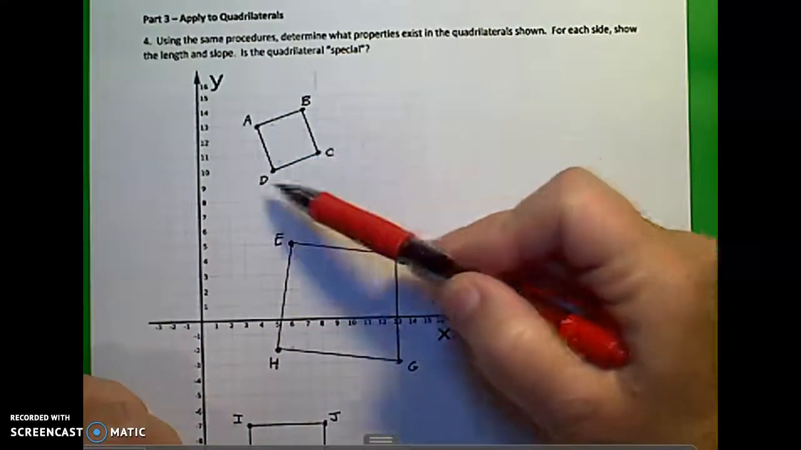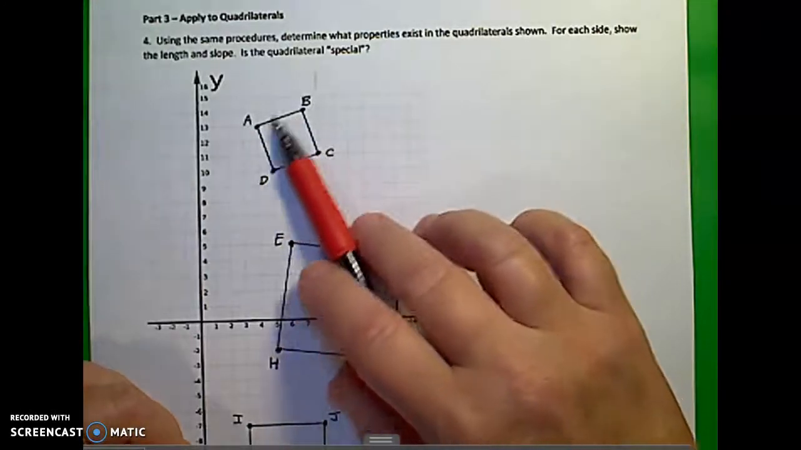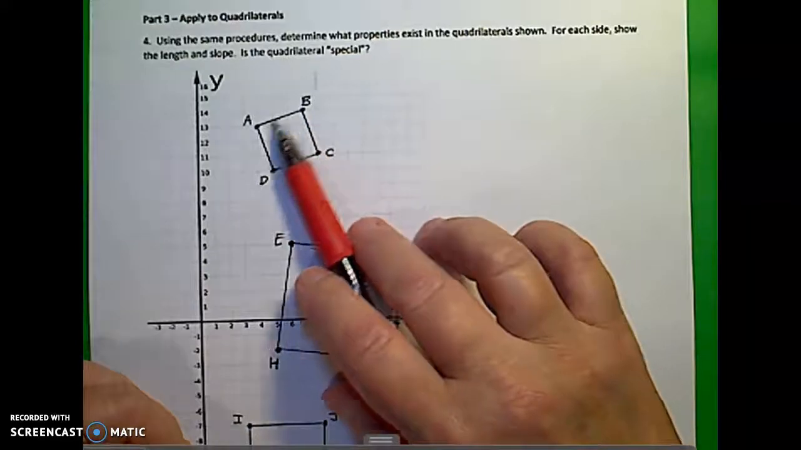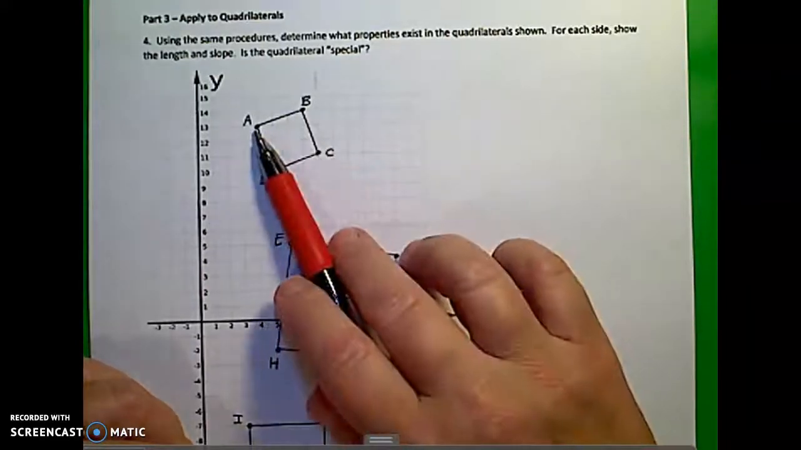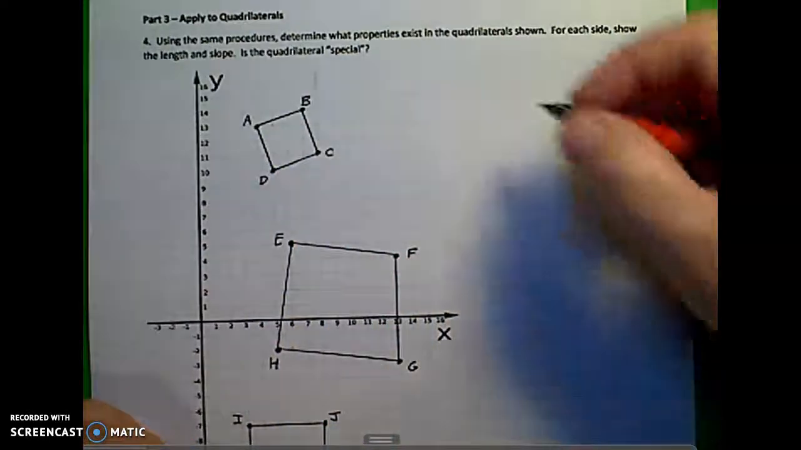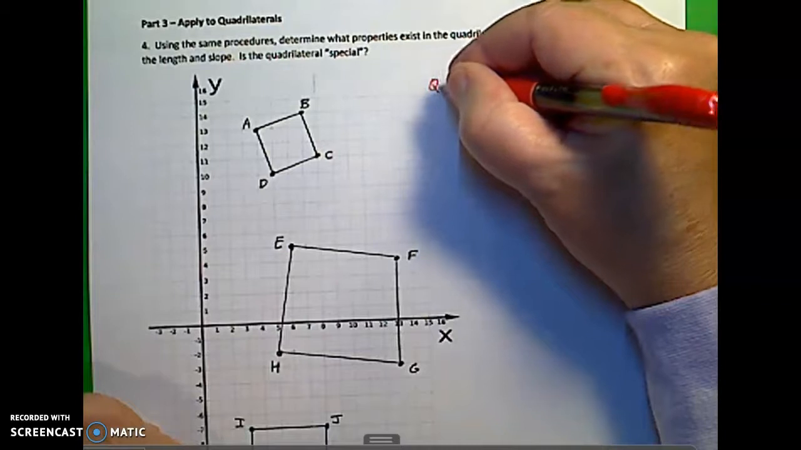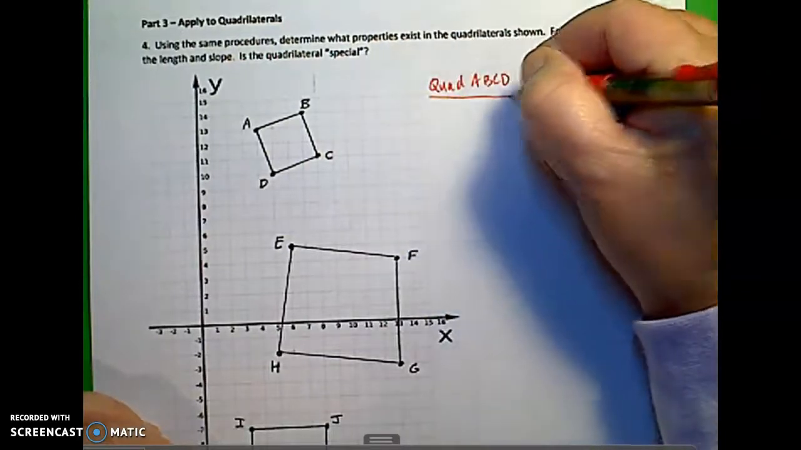So let's start with ABCD. This is quadrilateral ABCD, and you name it in the order of the letters. You could go backwards, and you could call it ADCB, but you can't call it ACDB. You can't crisscross. Anyway, so for quadrilateral ABCD, let's see what we have.